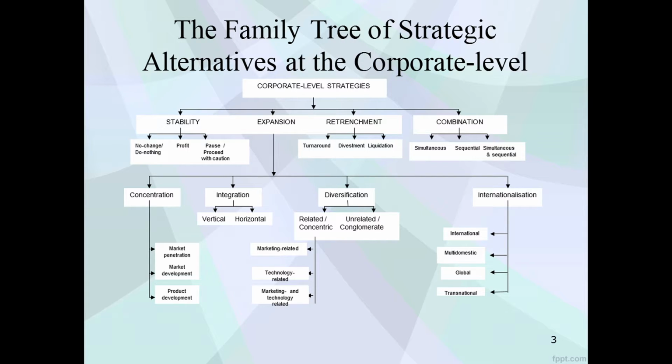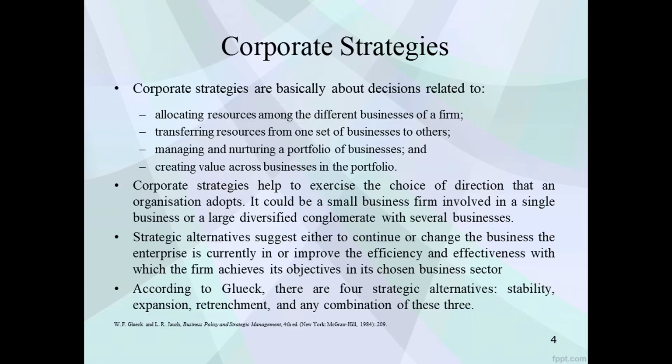Now, what are the basic functions of corporate strategies? While making corporate strategies, the company is either trying to allocate resources between the different businesses of a firm or making decisions whether to transfer resources from one business to the other. A big company has a wide portfolio of businesses, so decisions have to be made on how to manage or nurture the portfolio: which one to pursue further, which one to enhance, which one to trim. All these are strategic decisions taken by the top management.